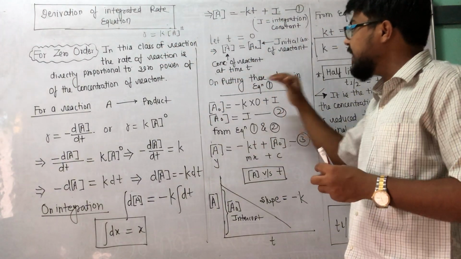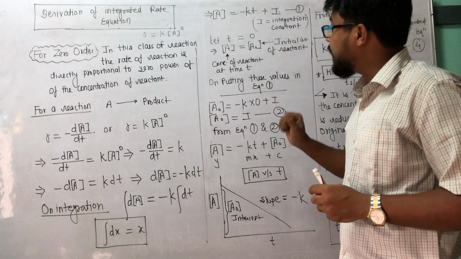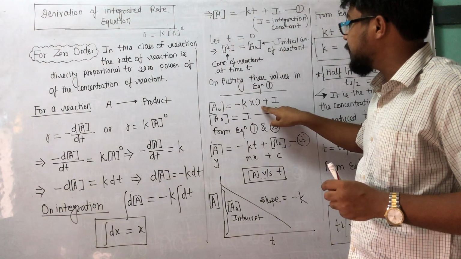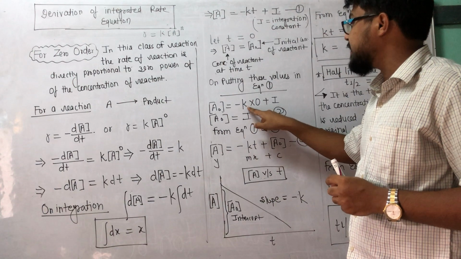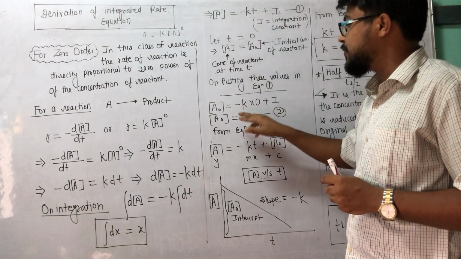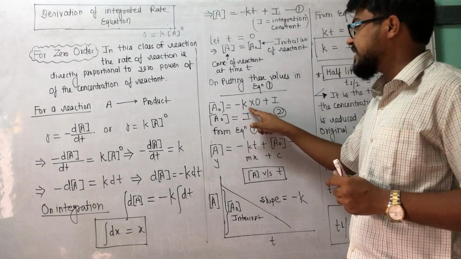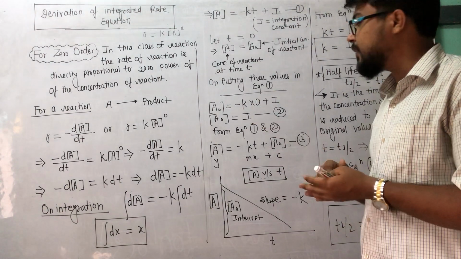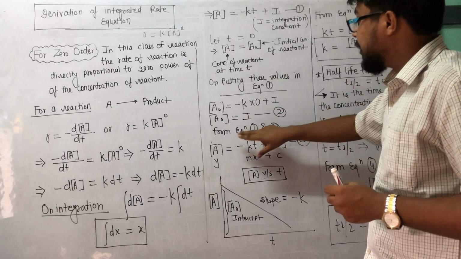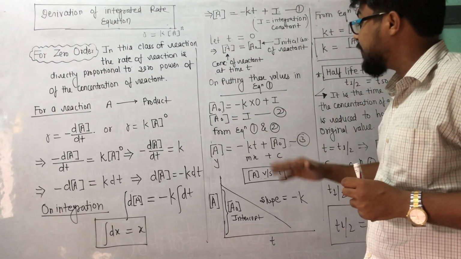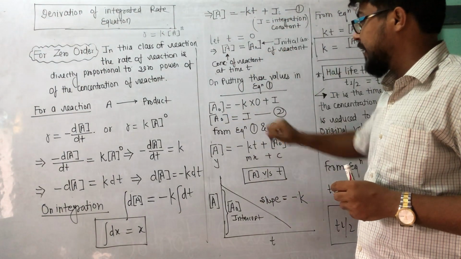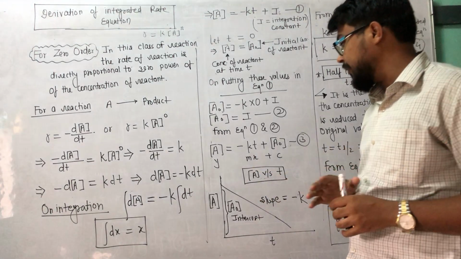Okay, so putting these values in equation number 1: A equal to A naught and t equal to 0, so A naught equals minus k into 0 plus I, and A naught becomes I. So we can replace this integration constant with A naught. Combining equation number 1 and equation number 2, what will be the new equation? A equal to minus kt plus I, and in place of I we use A naught. So A equals minus kt plus A naught.